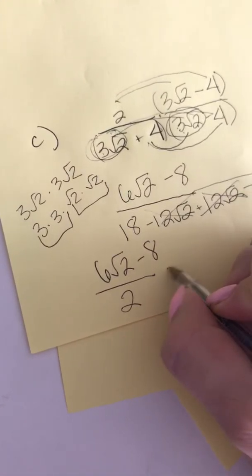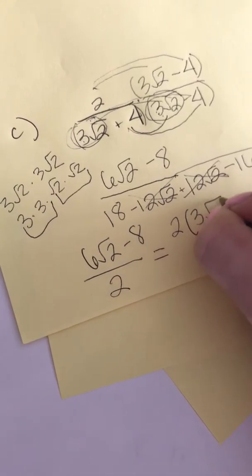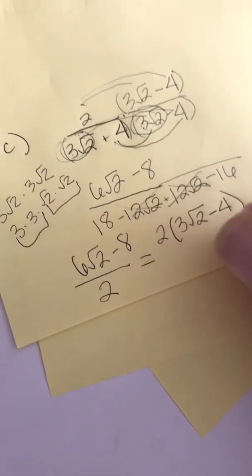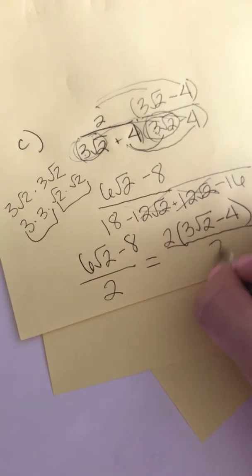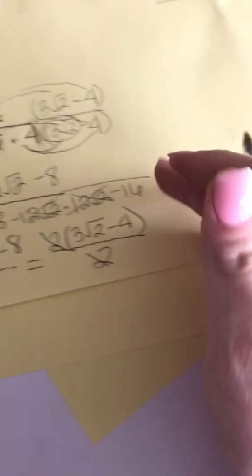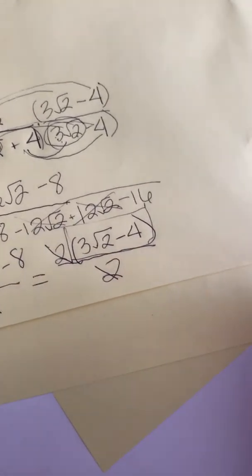Now I can, on the top, factor out a 2. Make it look like that. See how if I put it back in, we would have this? But the reason you want to factor it out is because then you see that you can cancel it. So your final answer is that, 3 root 2 minus 4.